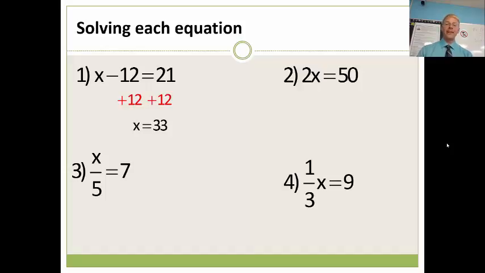So in the first, we can see to get x alone, we had to get rid of minus 12. Well, the additive inverse of negative 12 is positive 12, so we add 12 to both sides, and we can see x is alone equaling 33.